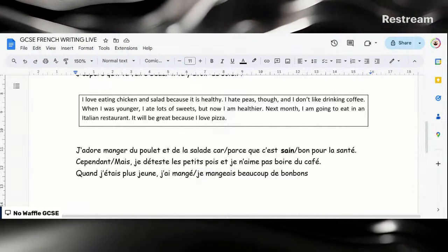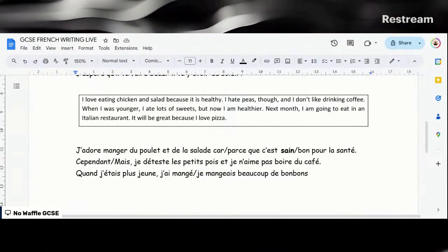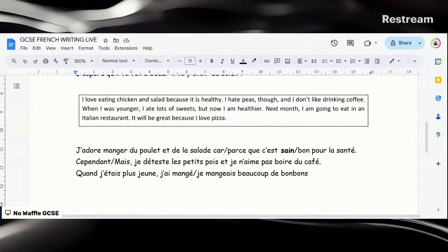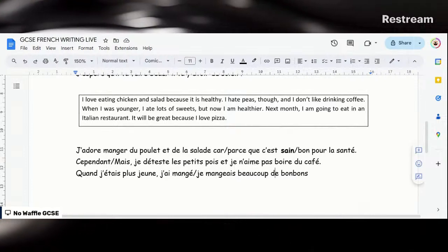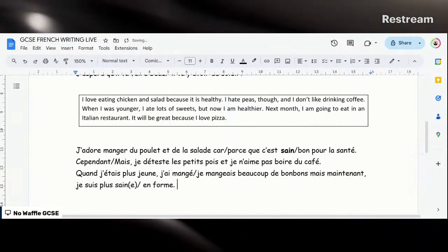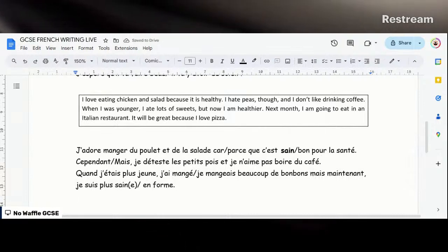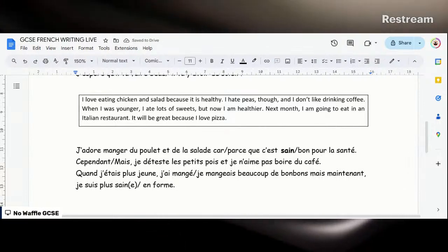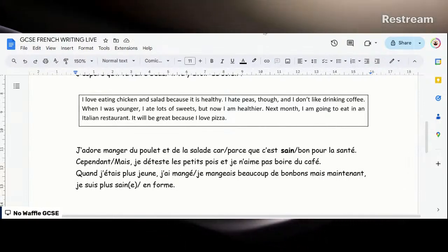So, mais maintenant, je suis plus saine, or je suis plus en forme. They allow that as well. So notice they allow a lot of synonyms for things. So always try and think, if you can't think directly of what the word means, think of what other words you could possibly replace it with.